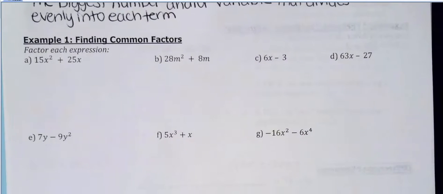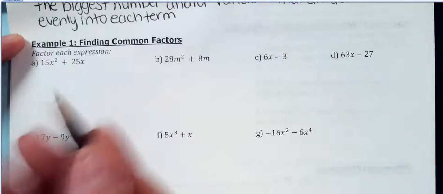Okay, so I'm going to scooch this up just a little bit. Okay, so we're going to look at the terms. So my first expression says 15x squared plus 25x. Can anybody tell me the biggest number and or variable that would divide into each of those? 5. Anything else? Do they have anything else in common besides 5? X.